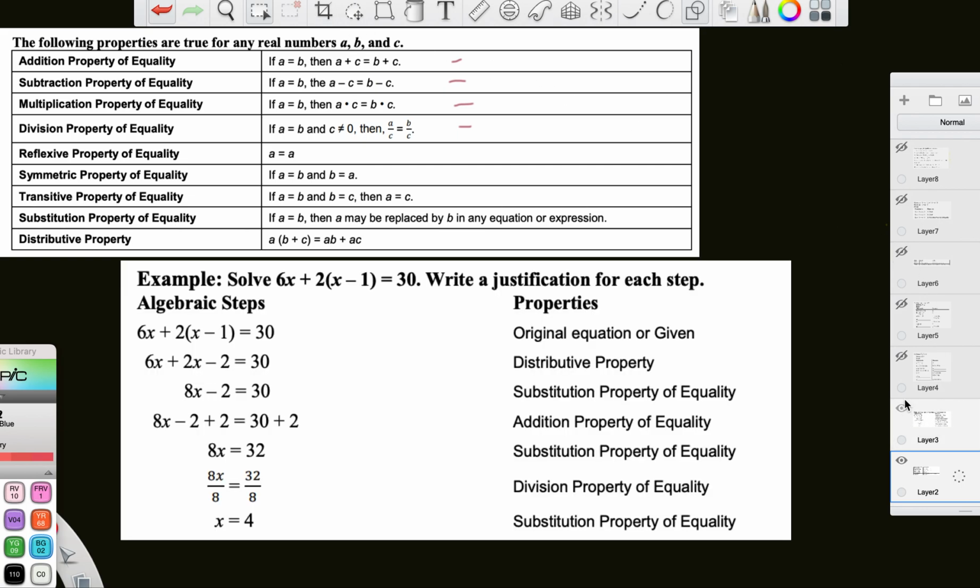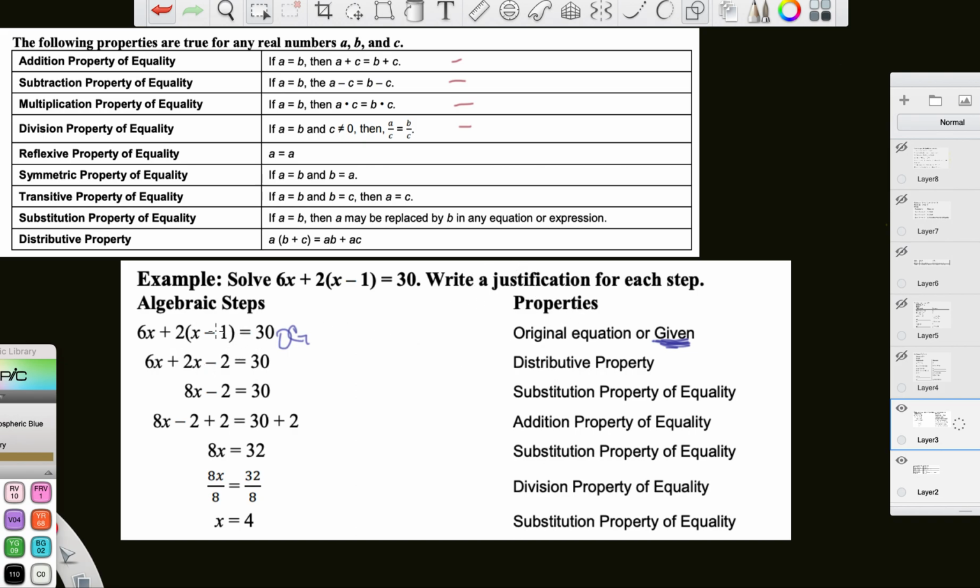I'll move to this layer here, and here's just an example of what's going on. I'll use a dark color so you can see it. The first thing you're going to do when you're writing justifications for solving equations is first restate what is given. I like to use the word given instead of writing the original equation. You can write original equation, whatever.